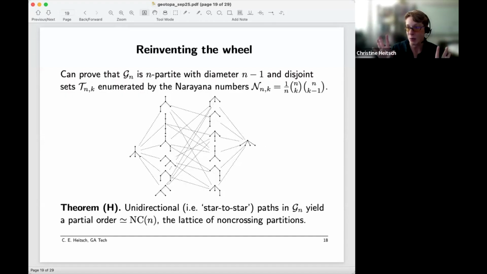So we've done 2 out of our 4 path questions, but what we've actually done in some sense is reinvent the wheel. Because if I look at this graph, I can prove lots of other things about it besides the fact that it's connected. I can prove that it's n-partite, meaning it comes in these ranks, that it has a diameter of n-1, and the ranks of those disjoint sets are enumerated by the Narayana numbers, which will come as no surprise, since they're a well-known decomposition of the Catalan numbers. So what we've actually done is rederive many of the properties of what is known as the lattice of non-crossing partitions. And this graph can be shown to be isomorphic to the Hasse diagram of that lattice.